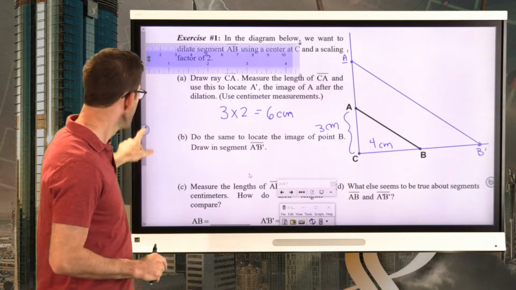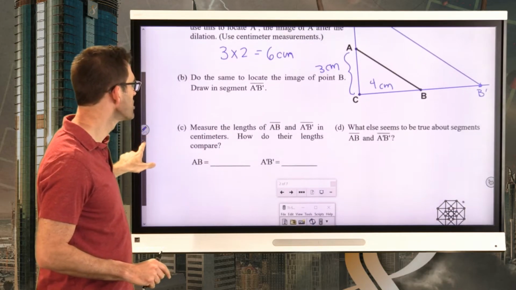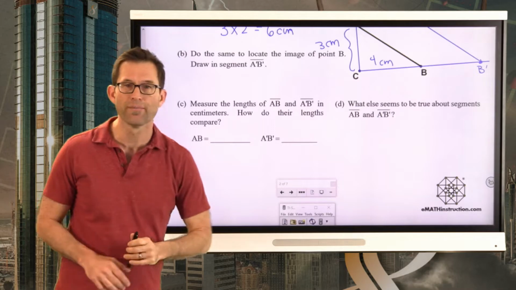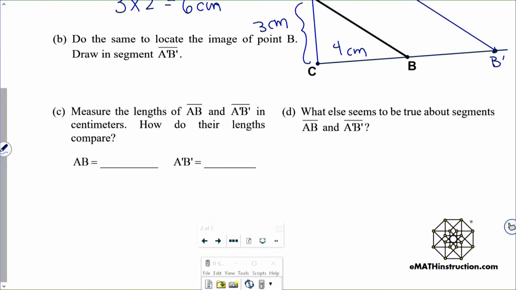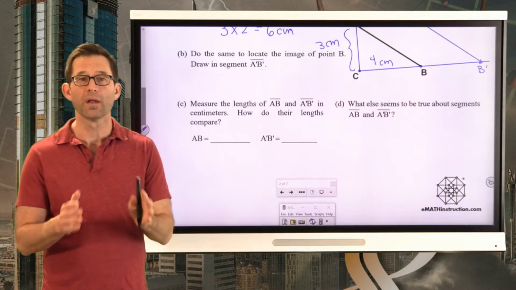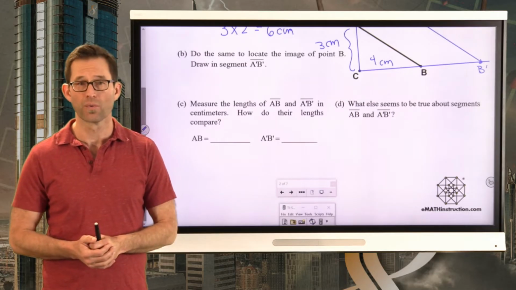All right, but now let's get into C, right? Letter C says, measure the lengths of AB and A prime B prime in centimeters. How do their lengths compare? All right, well, this should be easy enough. Why don't you go ahead and do that using your ruler?